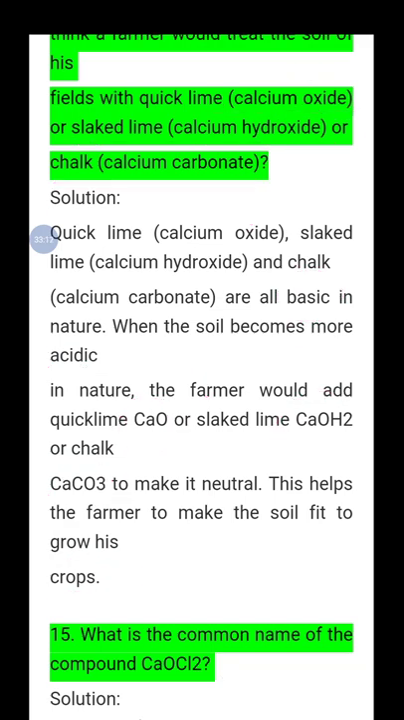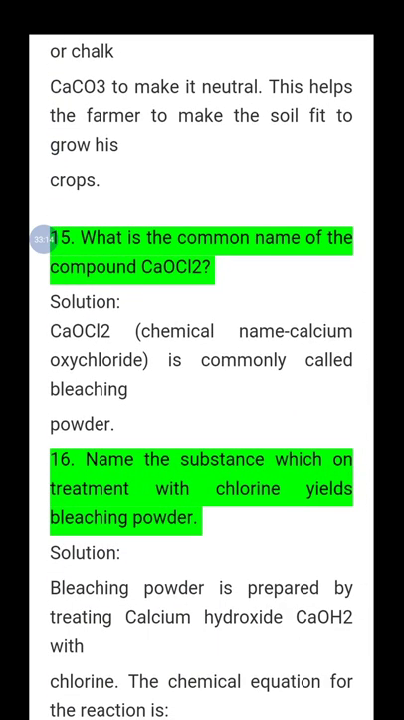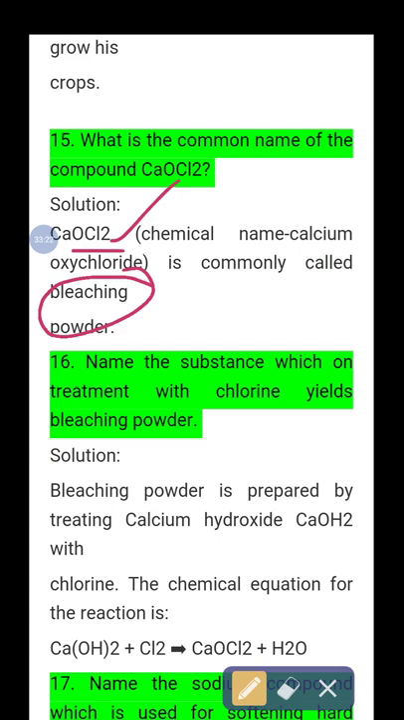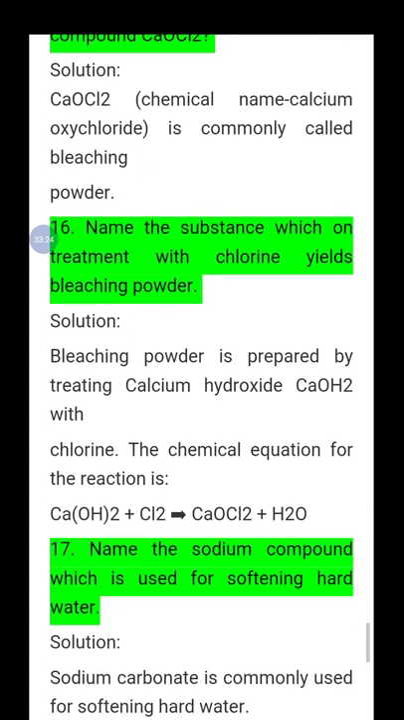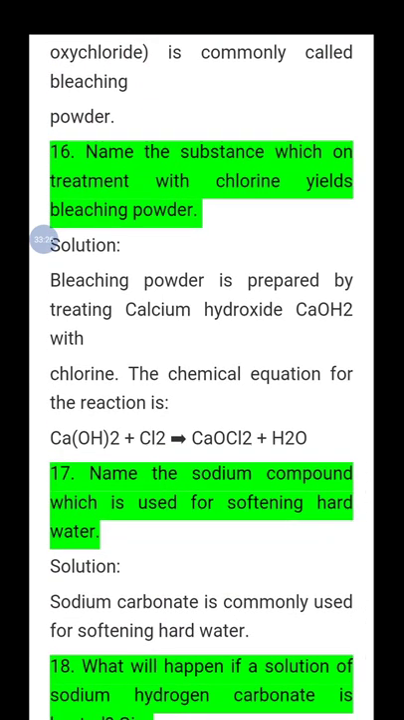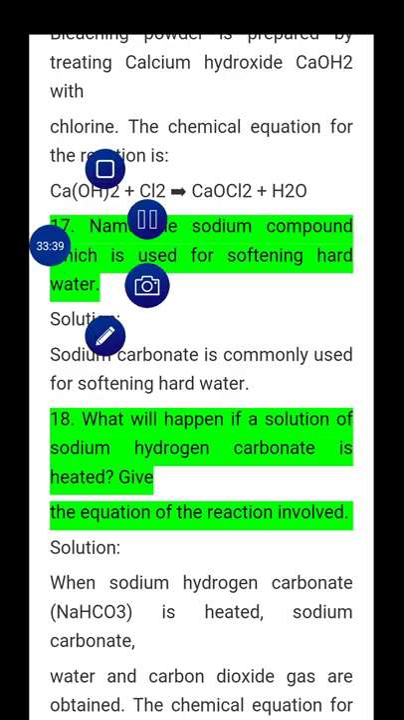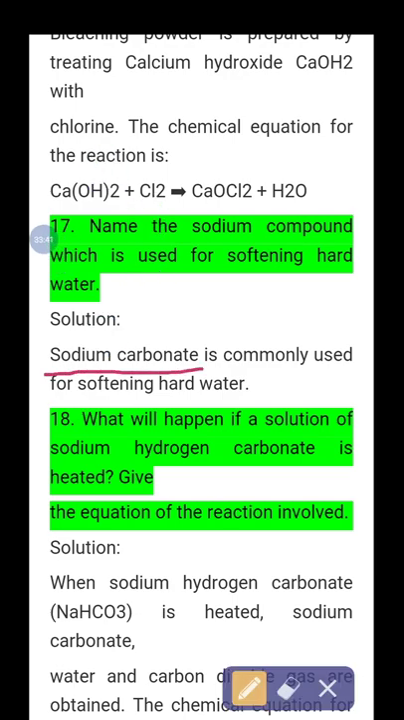What is the common name of the compound CaOCl2? It's bleaching powder. It's a very important question. Another question: name the substance which on treatment with chlorine yields bleaching powder, that is Ca(OH)2, calcium hydroxide. Name the sodium compound which is used for softening hard water, that is sodium carbonate.